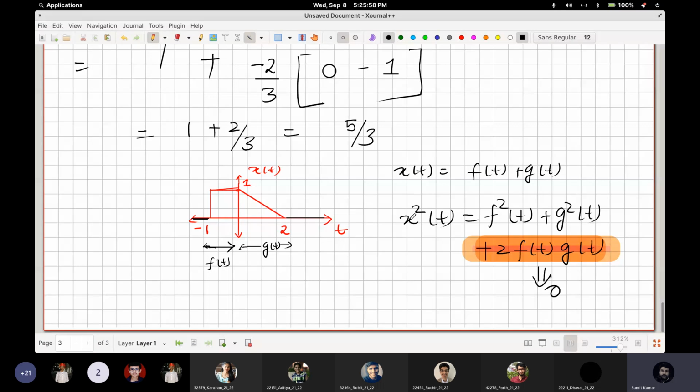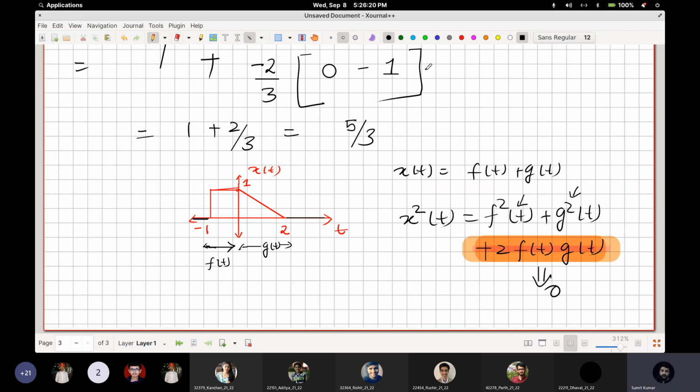So when we are finding the energy of this signal, we are basically finding the energy of these two signals, isn't it? So what will be the energy of this rectangular pulse? Just focus on that and remember what it was, a square t divided by 1, isn't it? So what is that going to be?